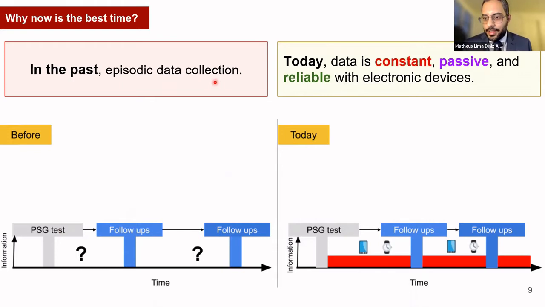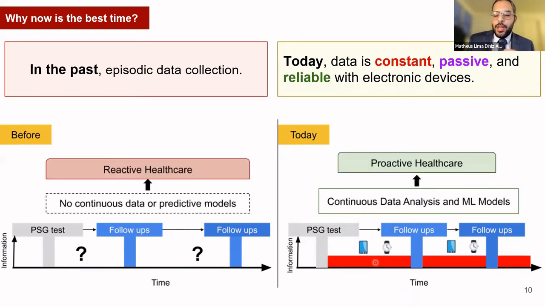And what really changed today is that we are now able to collect data not only in these episodes, but all the time with smartphones, smartwatches, and even the electronic device that is used for the therapy itself, right? So before, we had no continuous data or predictive models, so we had a reactive healthcare. But now, and I'm going to show some of the tools to do that, we are able to use continuous data analysis and machine learning models to provide healthcare with a proactive approach. So now they don't need to be reactive anymore. They can predict what is going to happen and act earlier in the therapy, before something worse happens.